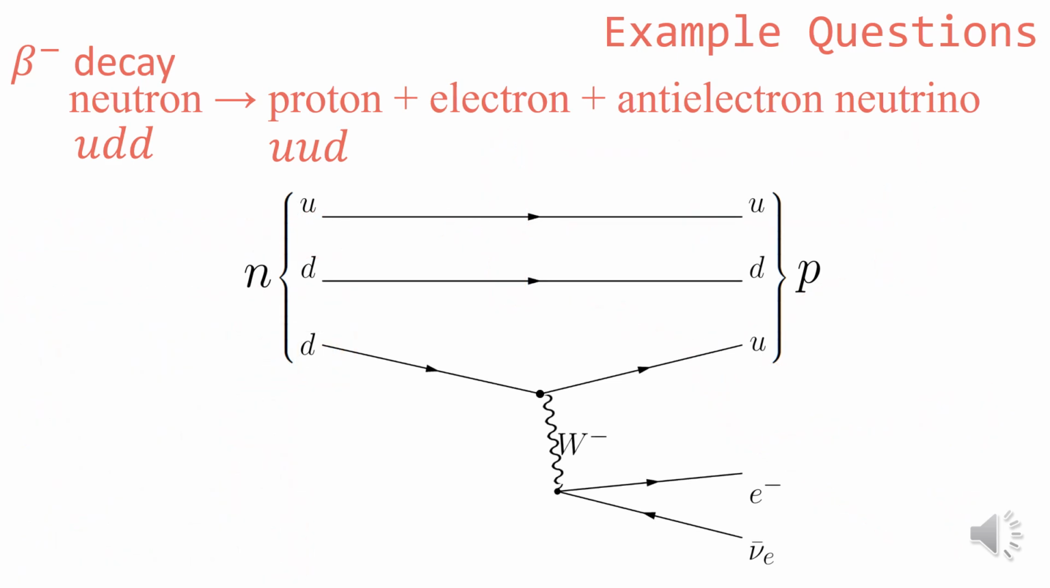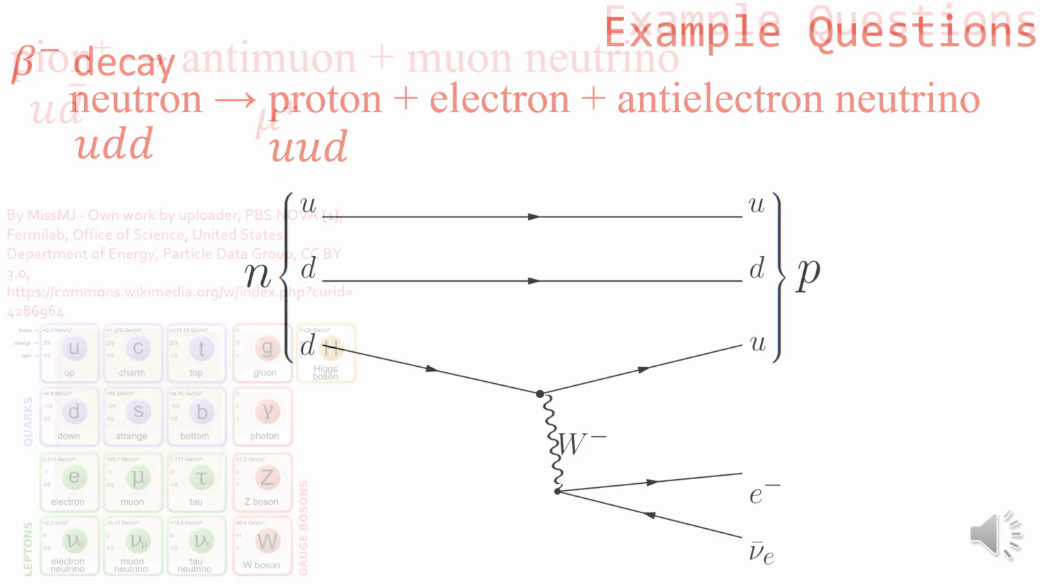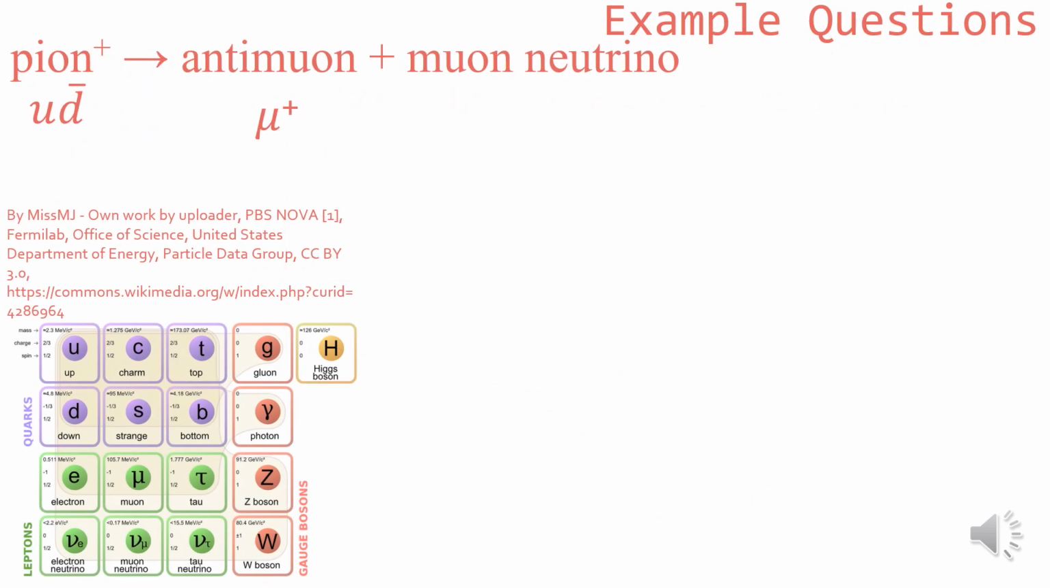And that's the end of that example question. We have another example question here, where we have a pion plus. Now there are a whole variety of pions. You can get a pion plus, you can get a pion 0 with no charge, and you can get a pion minus.